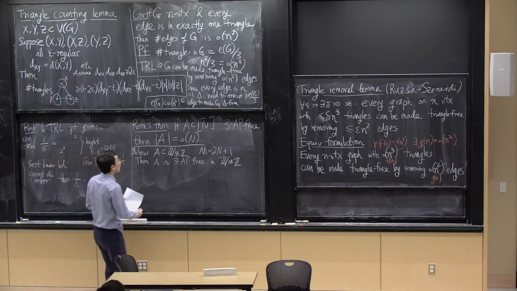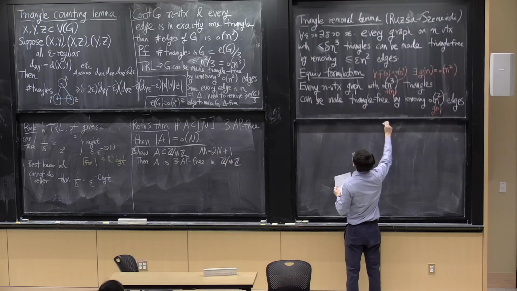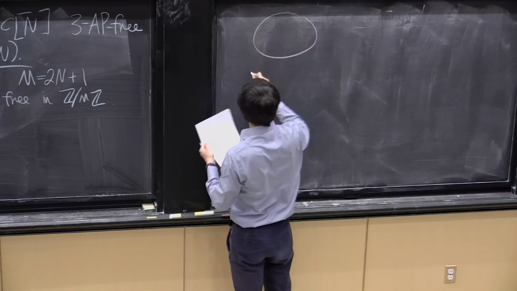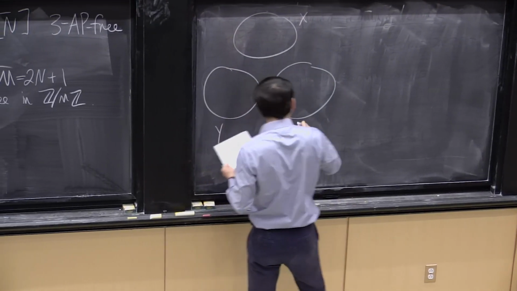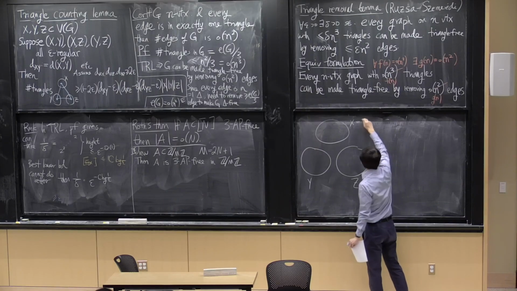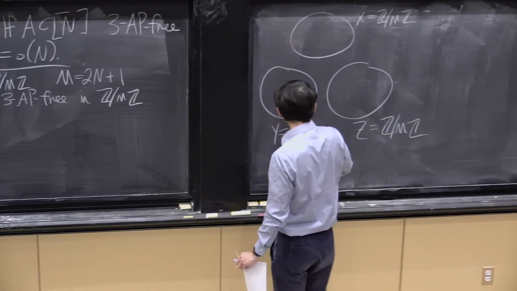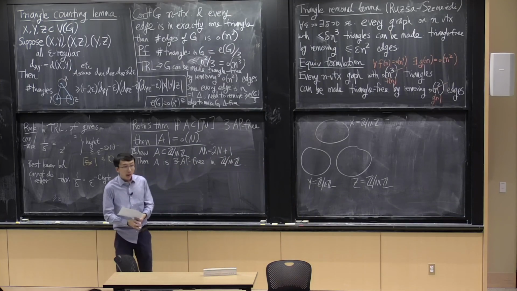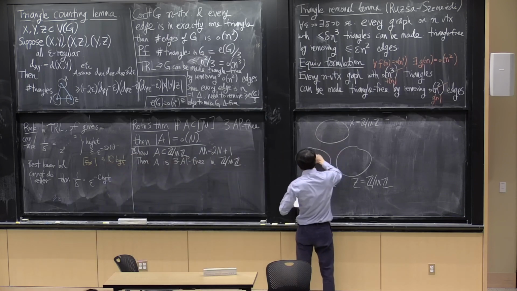And what we will do is that we will set up a certain graph. So we will set up a tripartite graph, X, Y, and Z. And here, X, Y, and Z are going to be m elements whose vertices are represented by elements of Z mod m. And then I need to tell you what are the edges of this graph. So here are the edges.